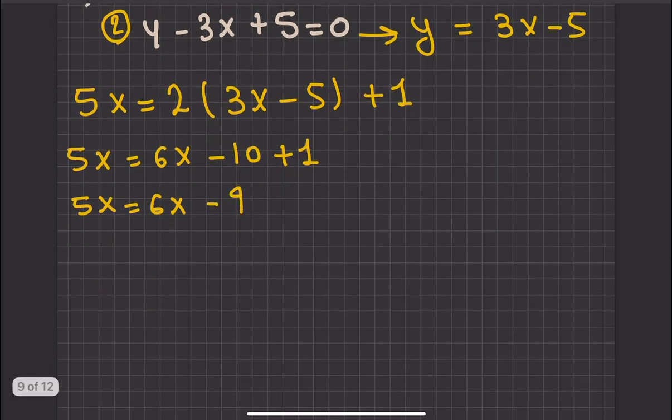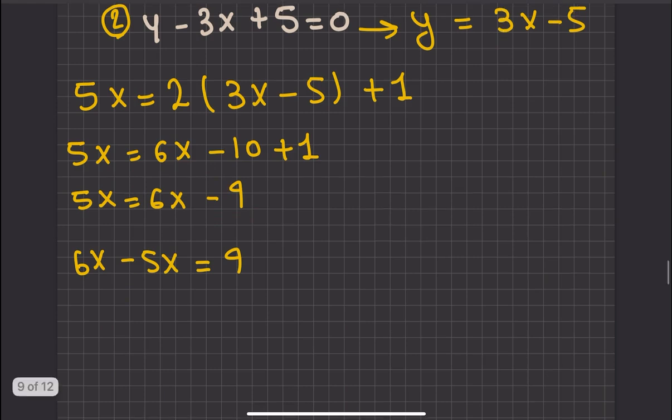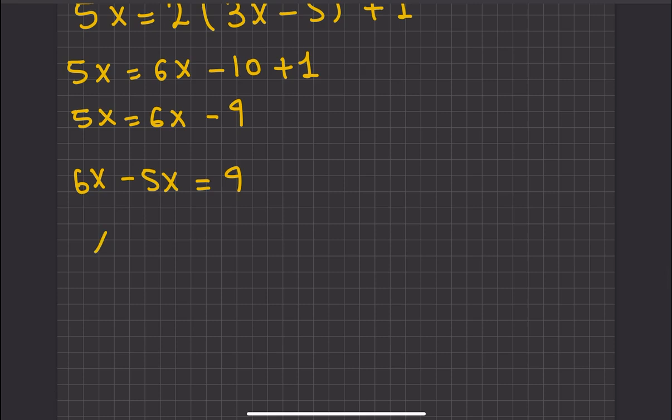I'm solving for x. So right now I'm going to write down 6x minus 5x equals 9. What I did was move 5x to the right side. That's why it became minus 5x. And I moved minus 9 to the left side. That's why right now I have positive 9. So 6x minus 5x, I have x equals 9. This is what I have for x.